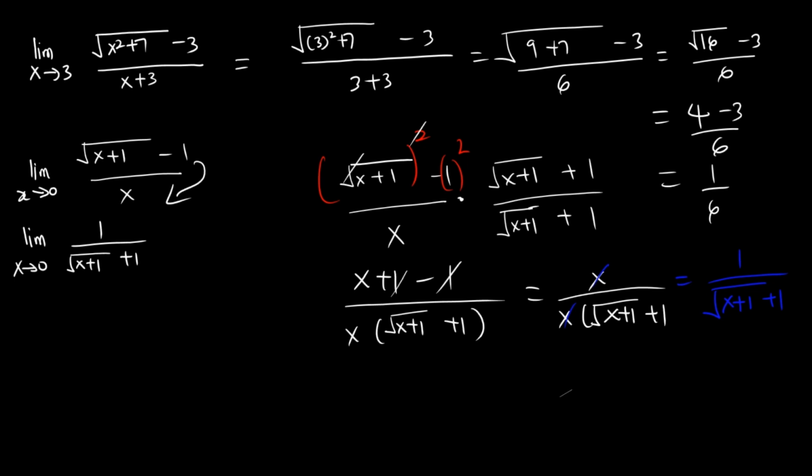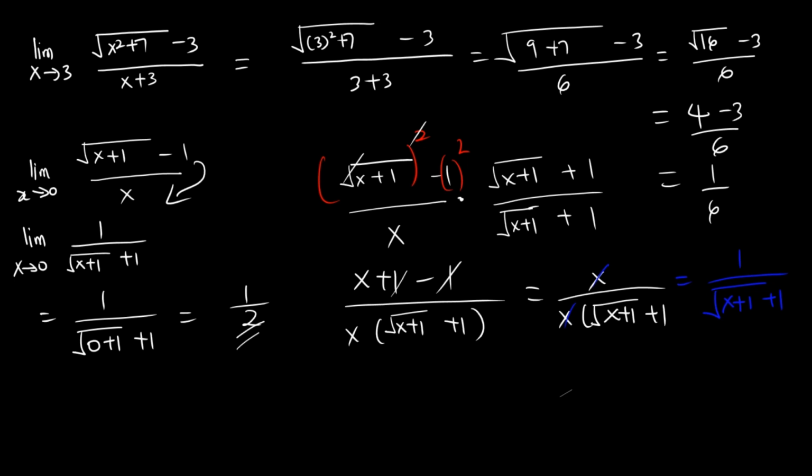So now let's try the direct substitution and see what will happen. So you're going to have 1 over the square root of 0 plus 1 plus 1. So that's going to give us 1 over 2. So that will be the limit of this function here. So this is how to go about this type of question.